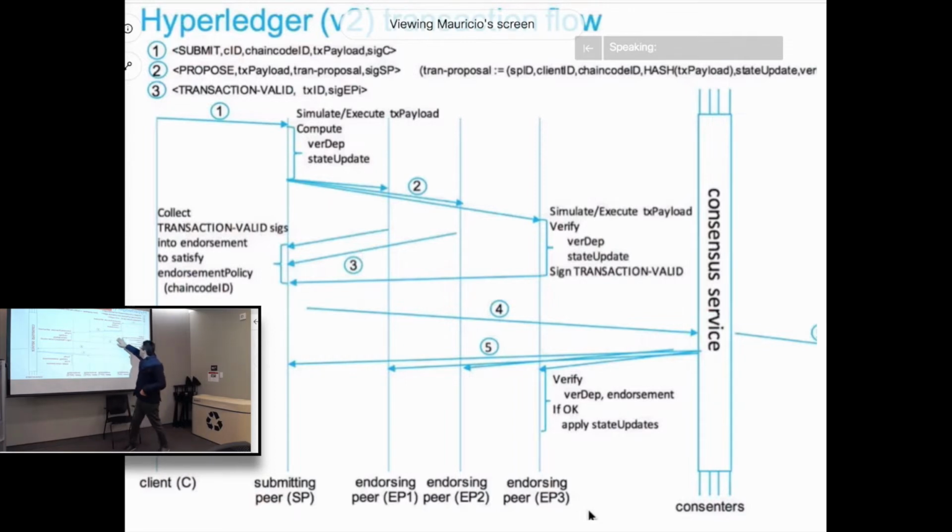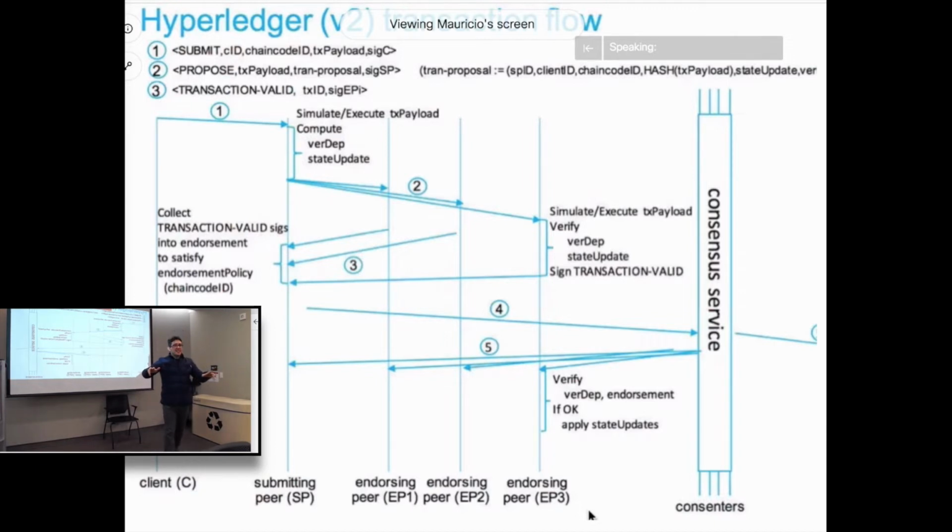The 3 return to the submitting peers. They return to you. This is gonna be your transaction. And then you submit it to the consensus service. This service is gonna validate. So it's endorsed by the T1, it's okay.